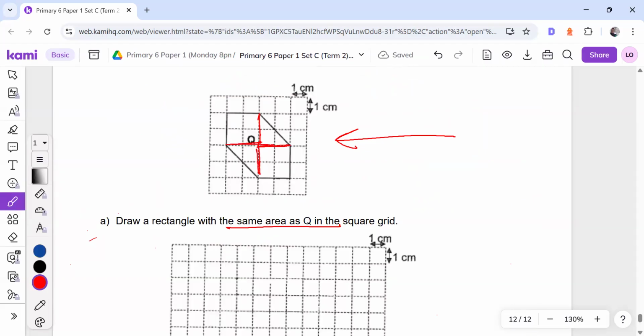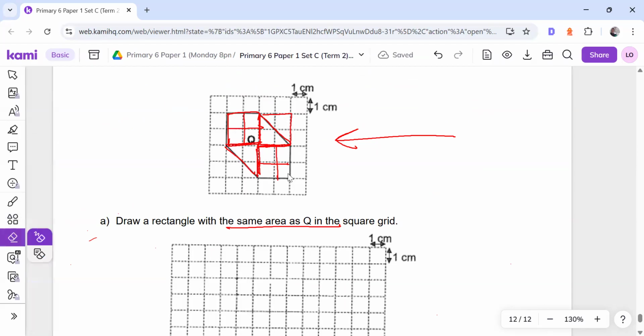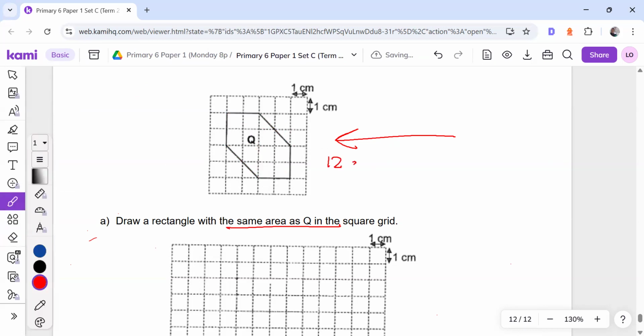Break up into something like that, and there's 4 squares, and here also 4 squares. And then these two triangles, you actually join them together, and they become another square. So how many squares make up the entire figure? 4, 4, 4. So the entire figure is actually made of 12 squares. Okay, this entire figure. So the area is 12 squares.